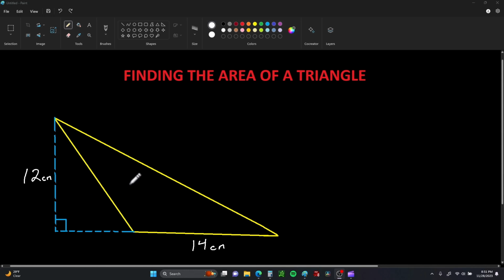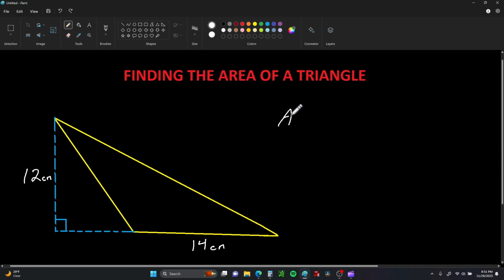And here we have a third type of triangle. Again, the sides of the base and the height are not necessarily sides of the triangle. This dotted blue line that's outside is telling me what the height of the triangle is, and this line over here is the base of the triangle. So the base and the height are always going to be at a right angle to each other.